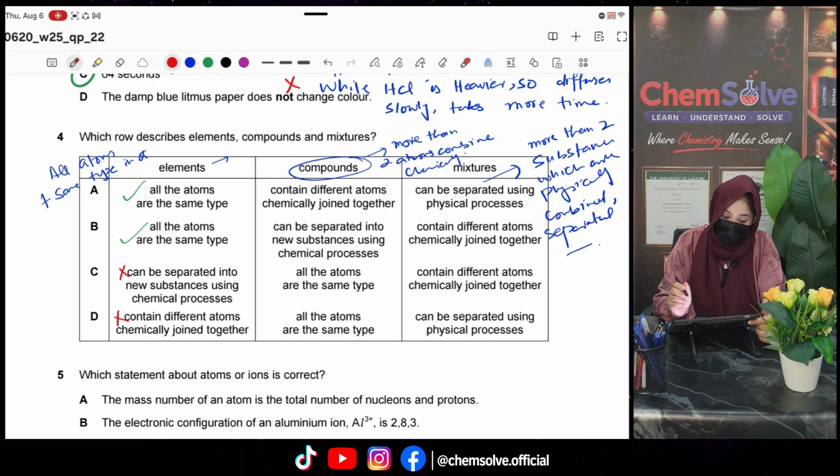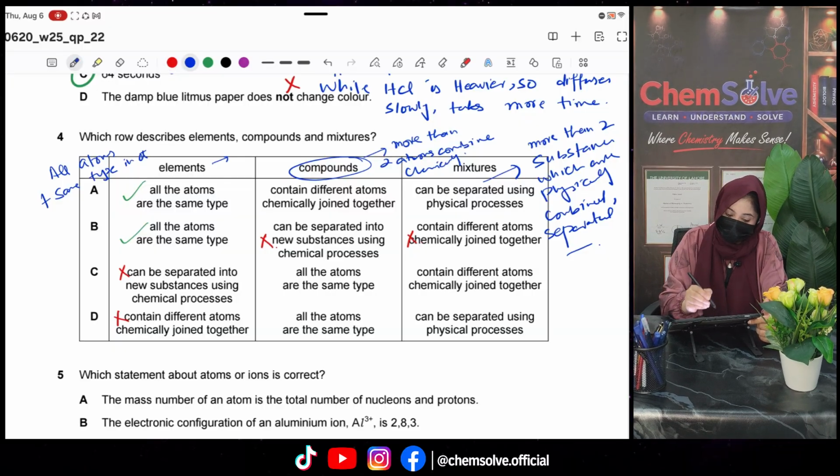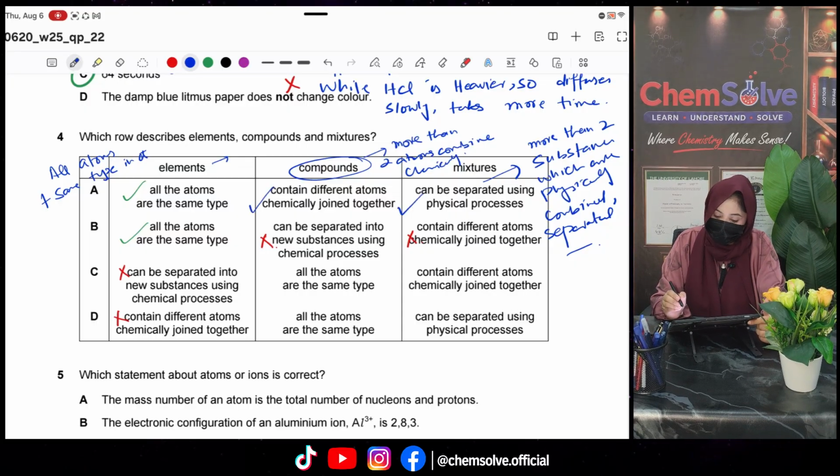Option A says the compound contains different atoms chemically joined, and option B says it can be separated into new substances using chemical processes. So I believe that B is wrong here. They are made up of different atoms that are chemically combined, and a mixture can be separated by using physical processes. So it's a kind of factual question. The answer for question number 4 is A.